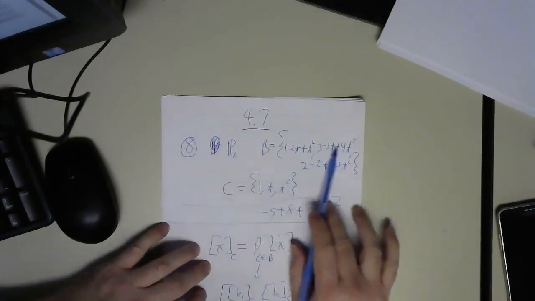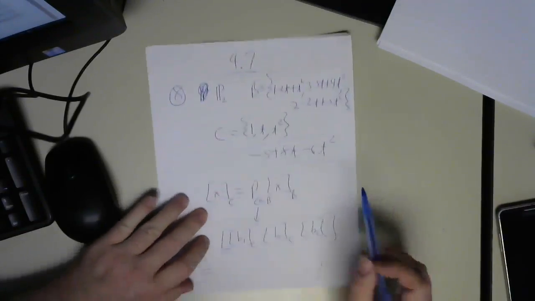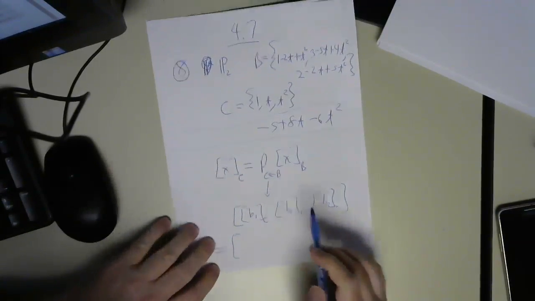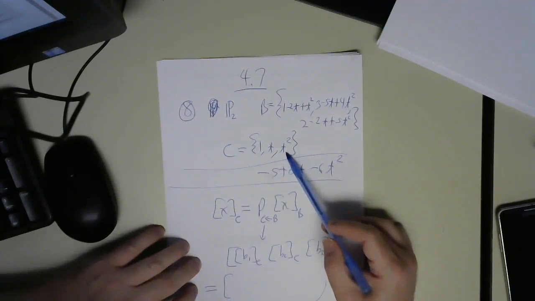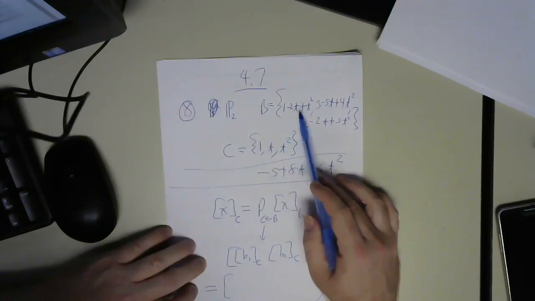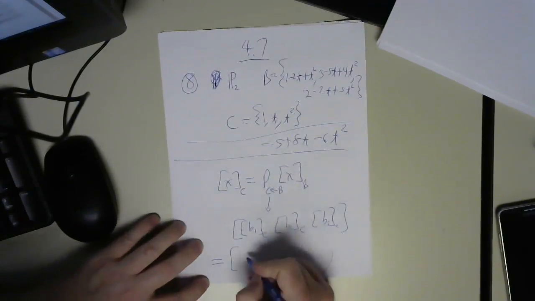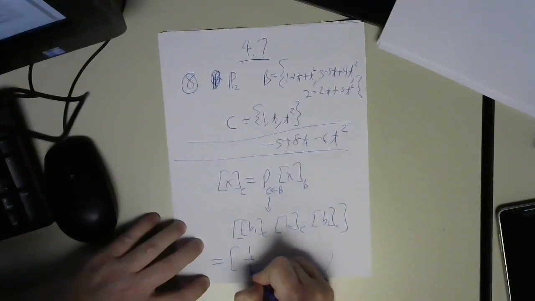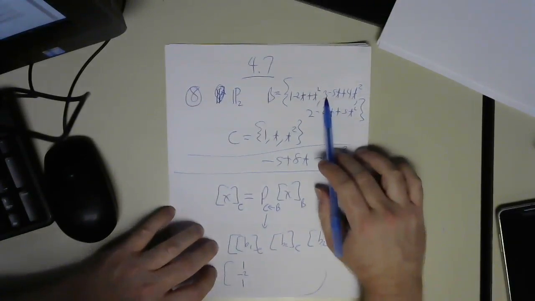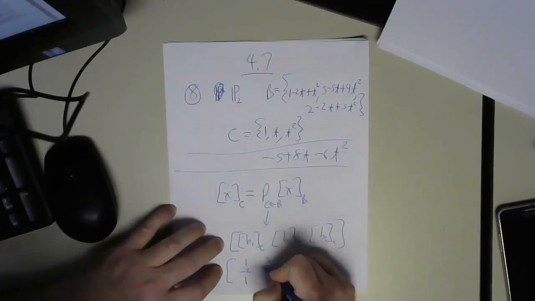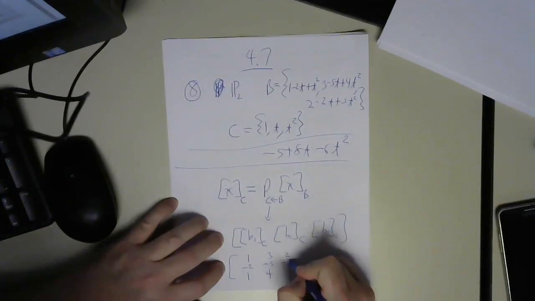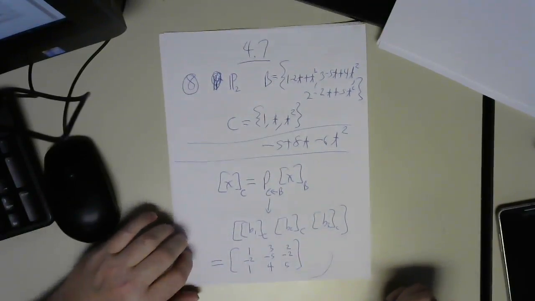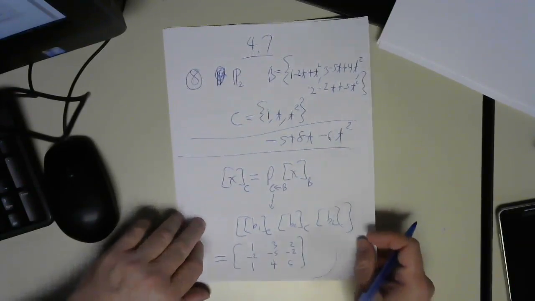And remember, the order matters in this case, so here's B1. So it looks like, and remember, these are the basis elements in C. This is the C basis. So the coefficients are just 1, -2, and 1. Okay. And for B2, just 3, -5, and 4. And for B3, 2, -2, and 5. All right. So that's really the first part of the problem.